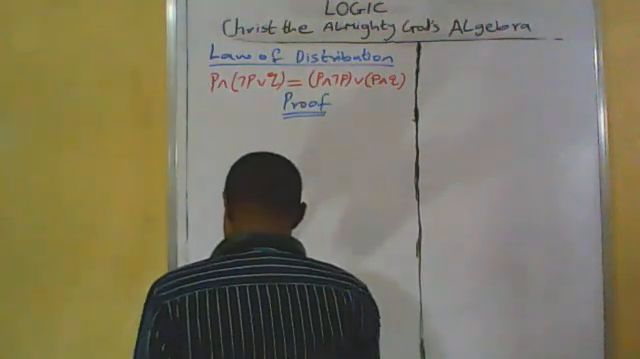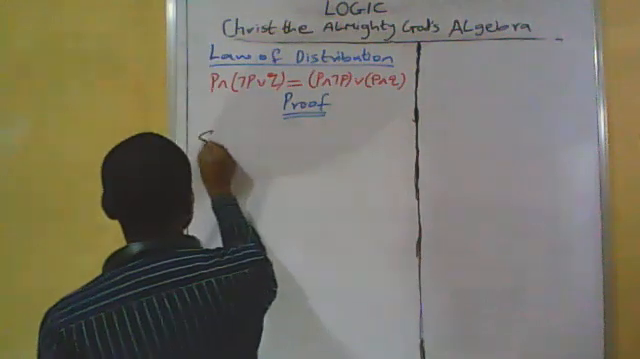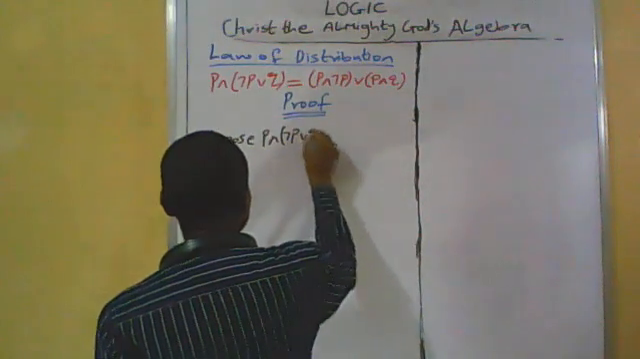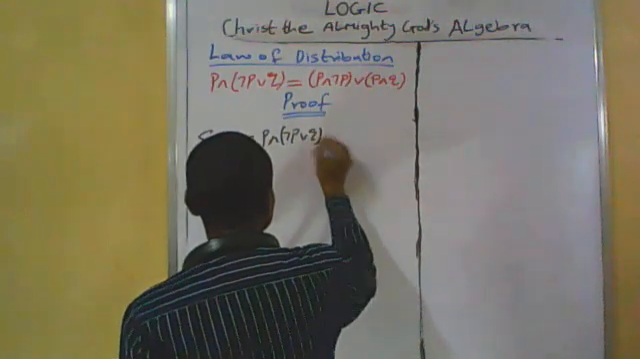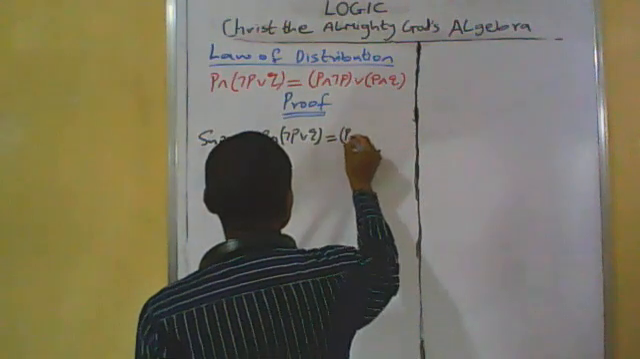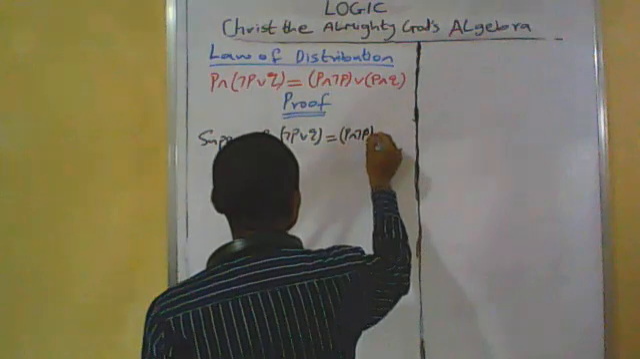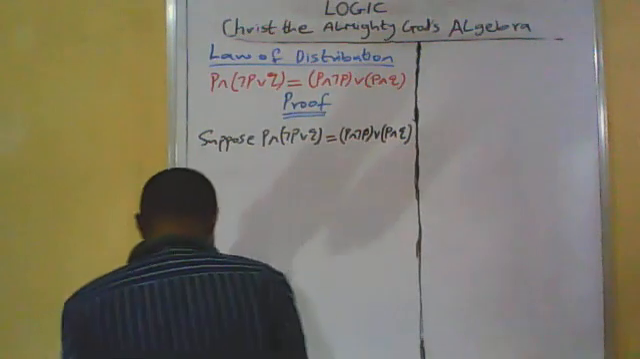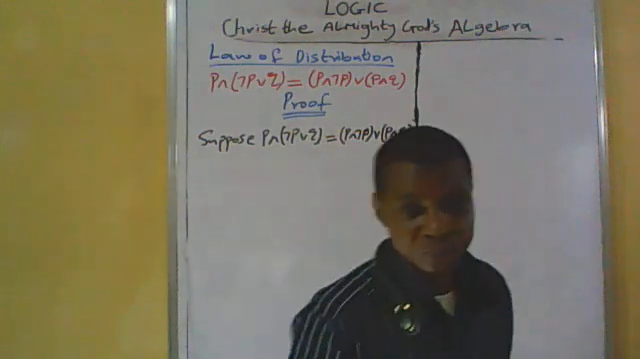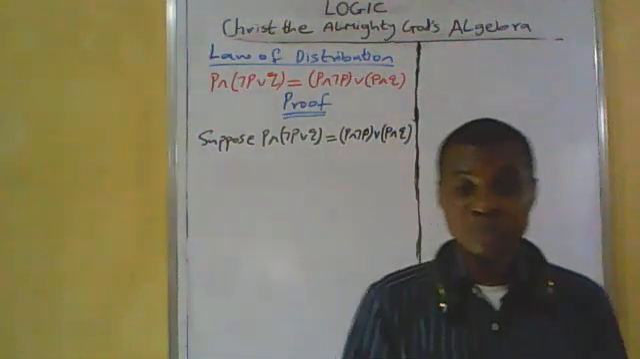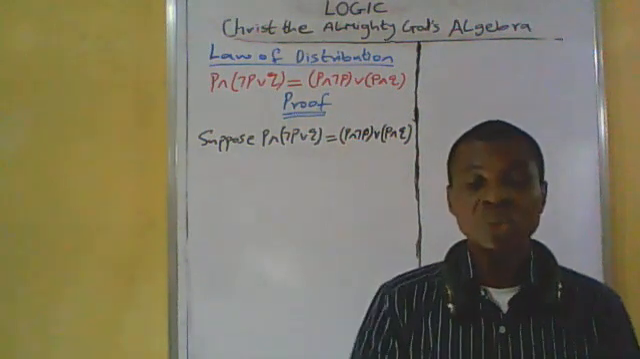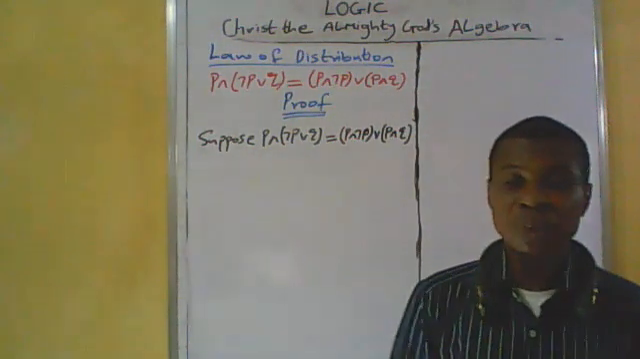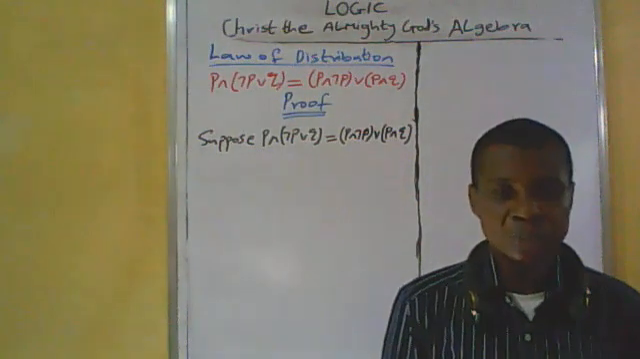Proof. Suppose P and bracket not P or Q is equal to bracket P and not P or bracket P and Q. We assume that the statement is true and is a hypothesis. So we're going to prove that it is true. So we assume that it is true that P and bracket not P or Q is equal to P and not P or P and Q.